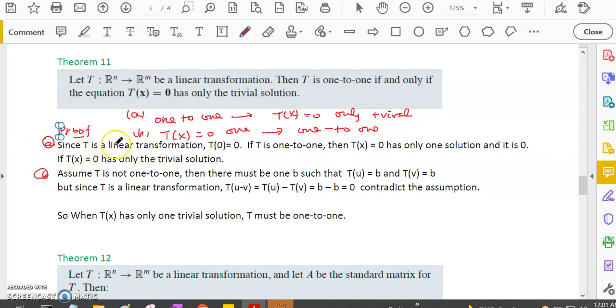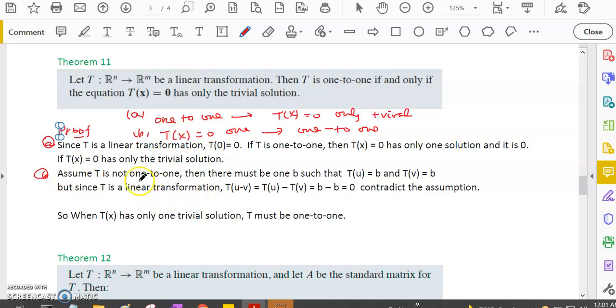For the A part, since T is a linear transformation, T of 0 equals 0. For a linear transformation, T of 0 must equal 0. And because it is one-to-one, it has only one solution, and this is the solution. So T of x has only the trivial solution, because it is one-to-one.